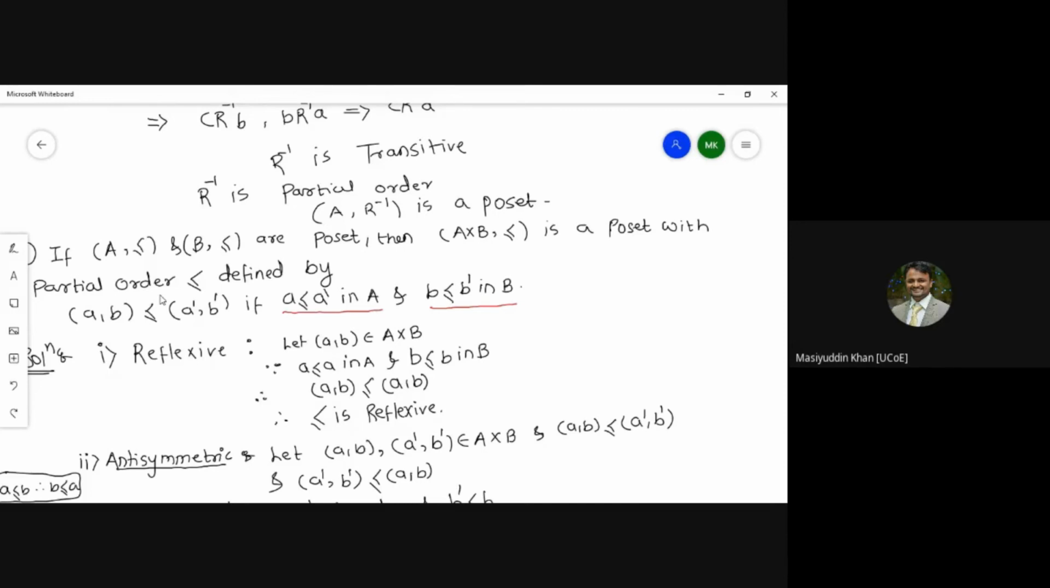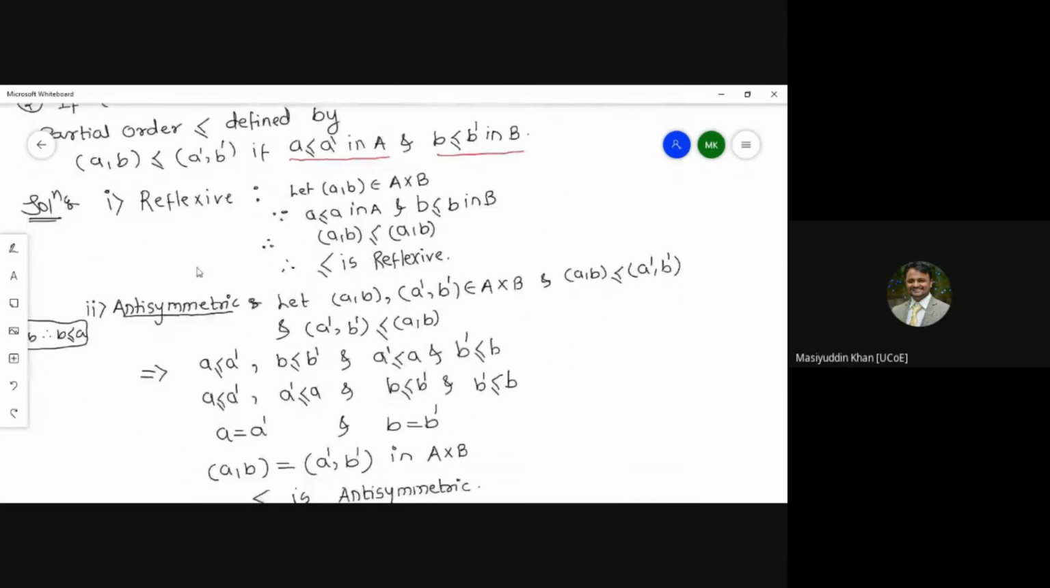a ≤ a' in A and b ≤ b' in B. So first we have to prove that it is reflexive. Whenever we have to prove reflexive, we have to relate with the same element. So a ≤ a in A and b ≤ b in B. So the condition is clearly satisfied here. That is, (a, b) is related to (a, b). Therefore this part is reflexive.